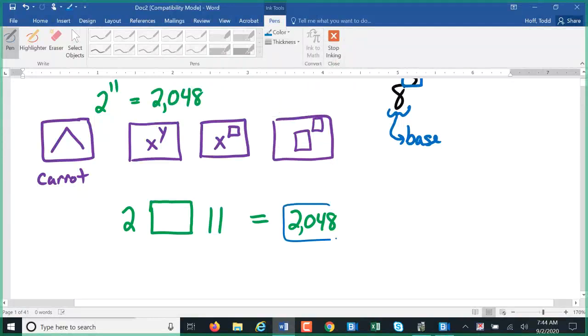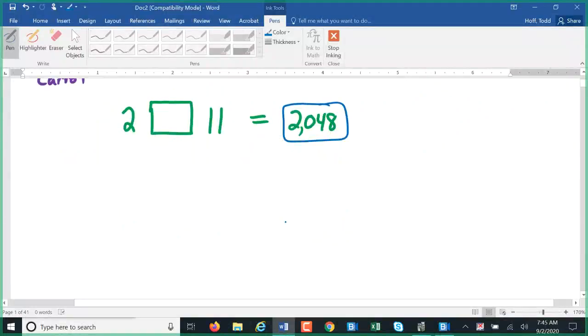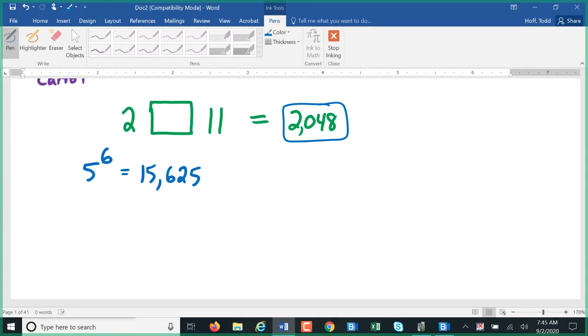So I want you each to try that and let me know if it doesn't work for any of you. I think most of you have already got it done. Okay. So I want you to try this one. 5 to the power of 6. Get 15,625. Perfect.